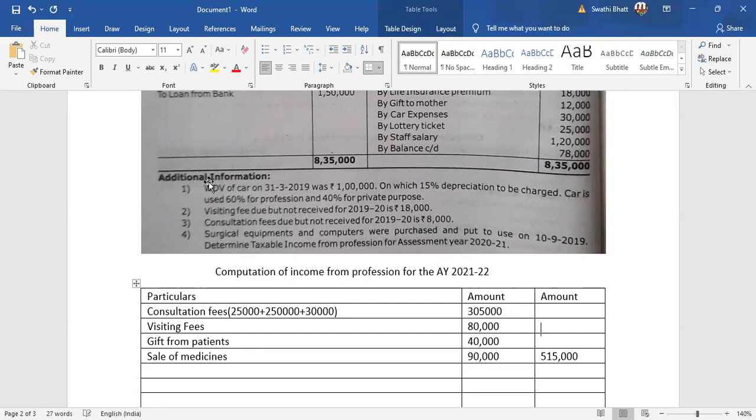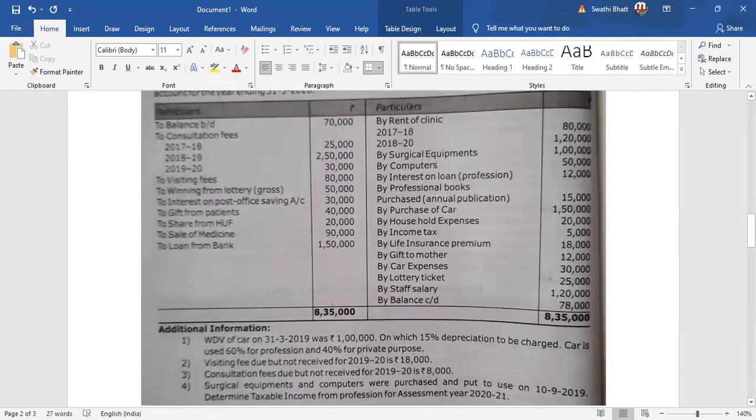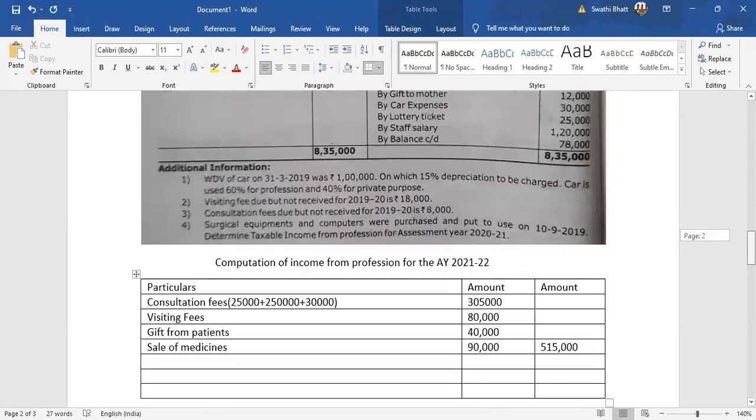Now quickly we'll move on to the expenses side. On the expense side, you have rent of the clinic, for which you have paid 2 years' rent. So we'll be adding those two. You can write less professional payments.